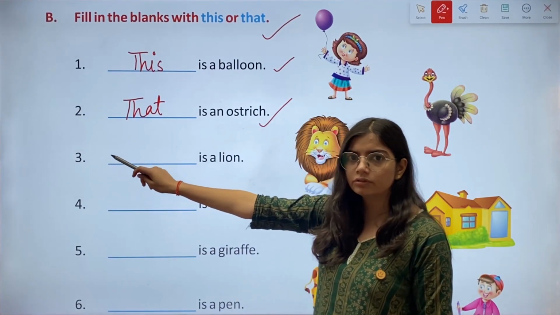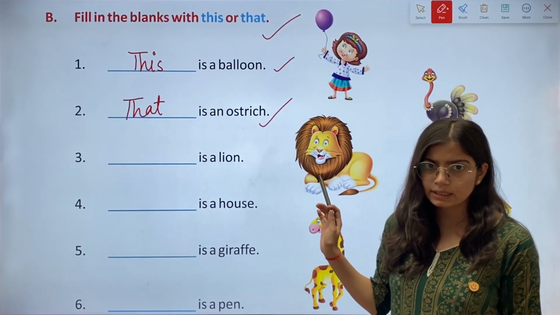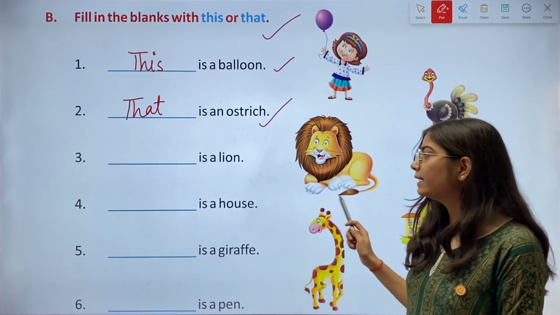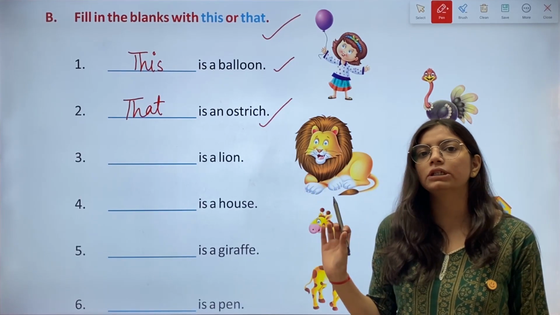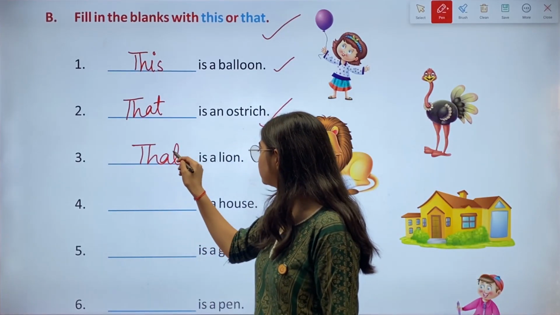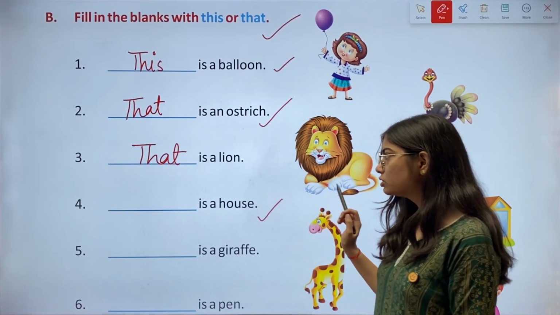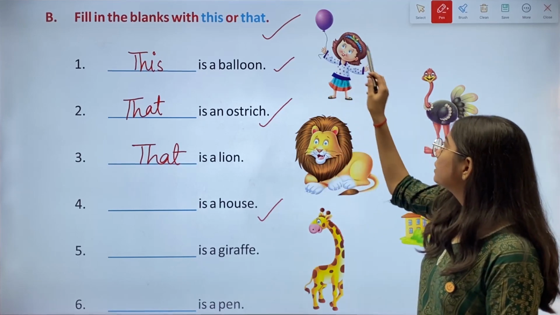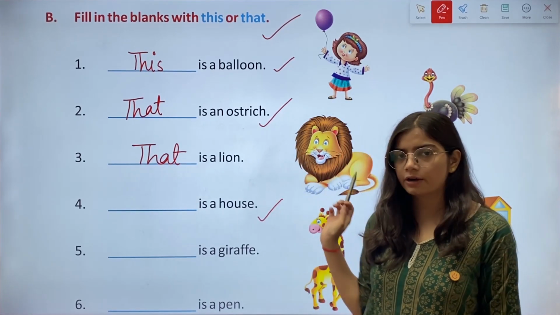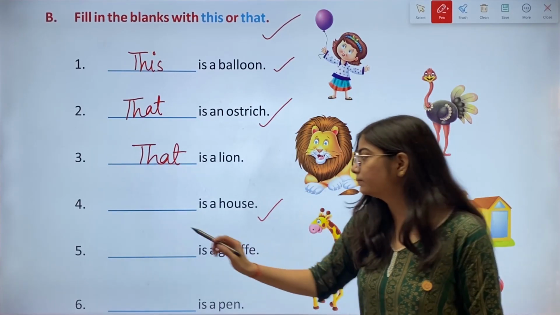Then we have the third one. Dash is a lion. So again you can see there is a lion, and again from this girl this lion is far away, so we use the word that. Okay. Then we have fourth, dash is a house. So here is the child, here is the house, and these are far away from her. So we use the word that.